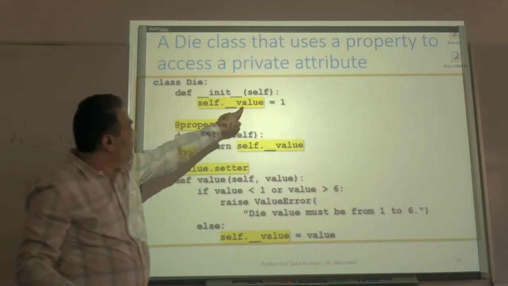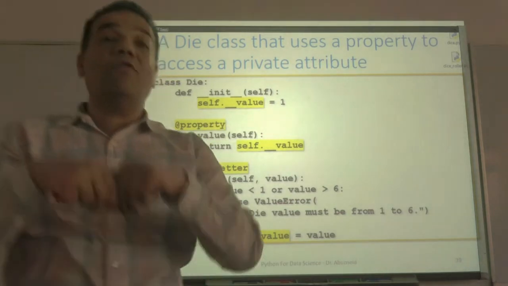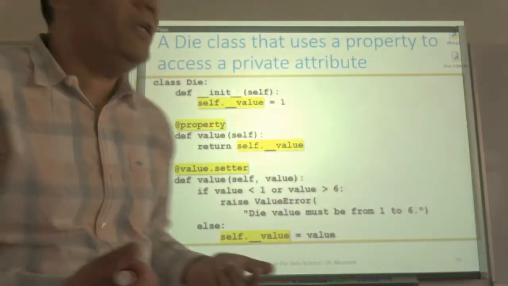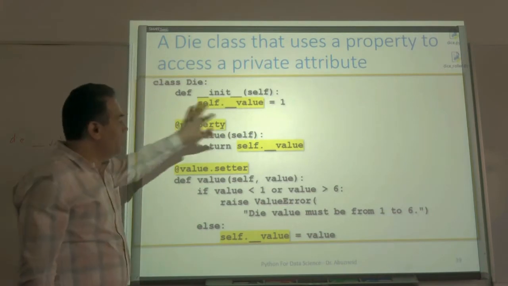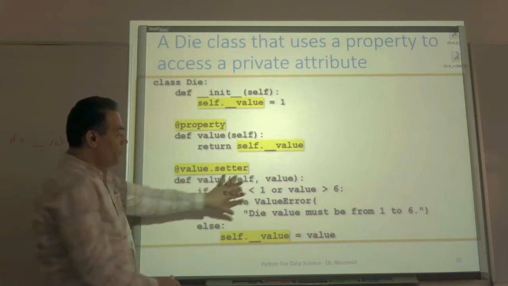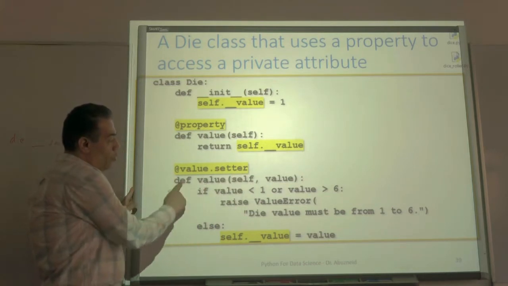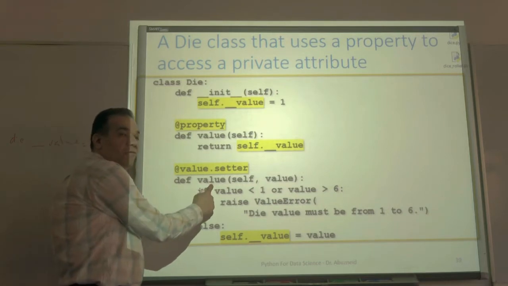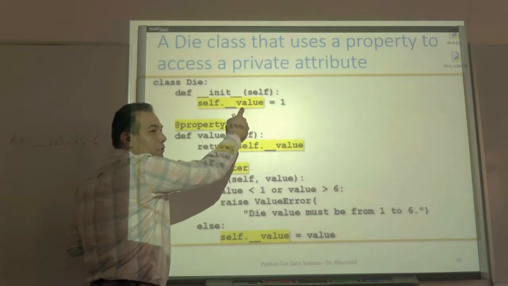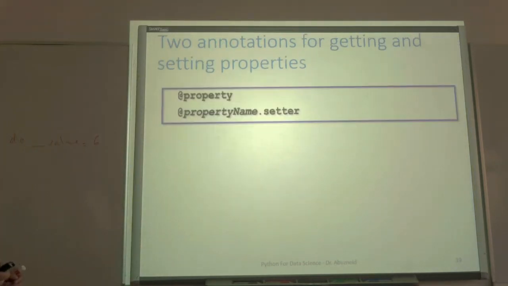Okay? So you see value. The value, the attribute, became also kind of a function name now, a method name. All I have to add is property. This is what? Getter. If I add value.setter, what is this? Setter. And notice in here, what's the name of the method? Value. What's the name of the method in here? Value. What's the name of the attribute? Value.